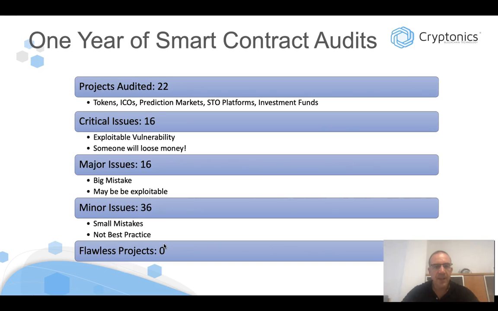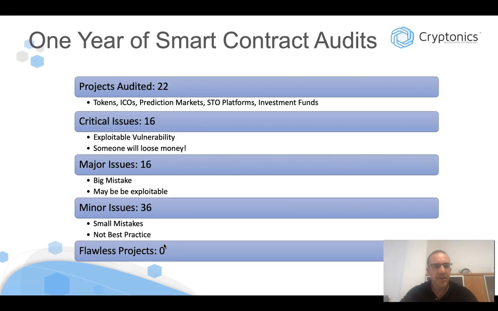So here are just some numbers from my own experience. This is statistics from 2018. In that year, I audited 22 projects, which included basic projects such as ERC20 tokens, some occasional ICO, but there were also more complex projects. There were prediction markets, STO platforms, full investment funds. There's quite a wide range of interesting code.